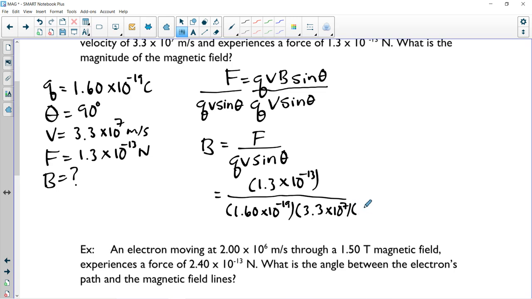Sine of 90 can be left off. But if you're not completely confident in doing that, then just leave it alone, okay?